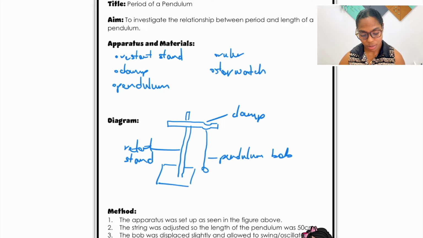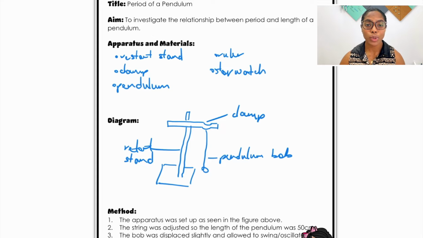So that's why I said the apparatus was set up as seen in the figure above. I can't say I set up the apparatus as seen above. Then the string was adjusted, so the length of the pendulum was 50 centimeters. Then the bob was displaced slightly and allowed to swing or oscillate 20 times, and the time taken was recorded. Once the bob was stabilized, it was again displaced. So I didn't displace it. It was displaced, and the time taken for 20 oscillations was recorded. This process was then repeated for pendulum lengths of 45 centimeters, 40 centimeters, 35 centimeters, and 30 centimeters.